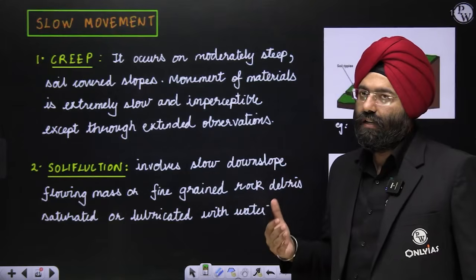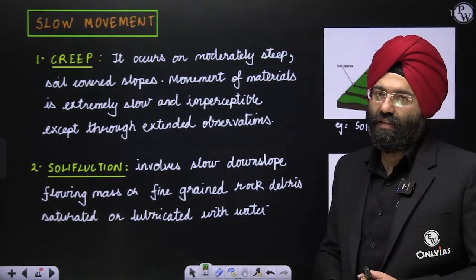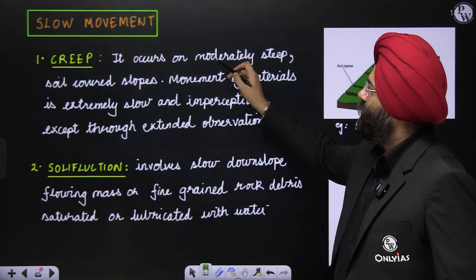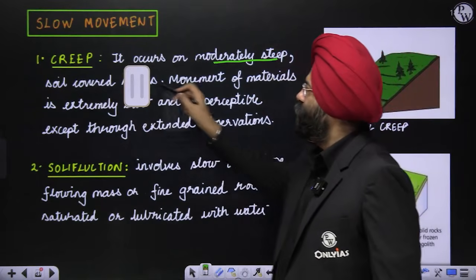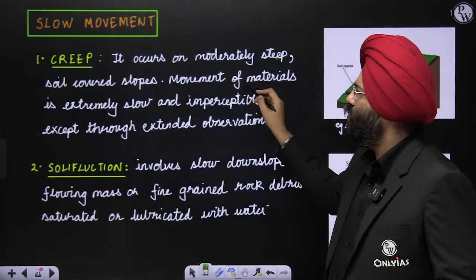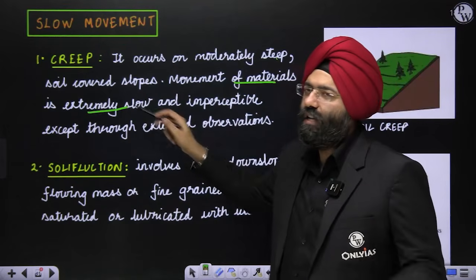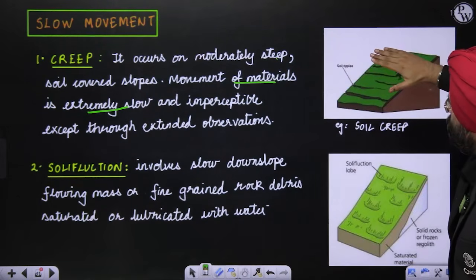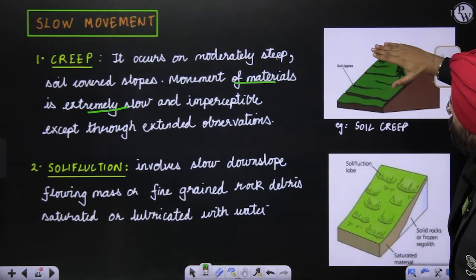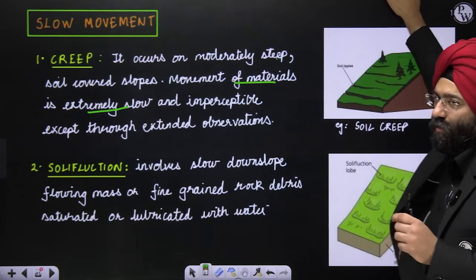Slow movement. Now, creep and solifluction, which I mentioned, are again slow movement processes. Creep occurs on moderately steep, soil covered slopes. Movement of the material is so slow that it is not even perceptible normally. You will see the soil basically moving down. So this is known as soil creep.